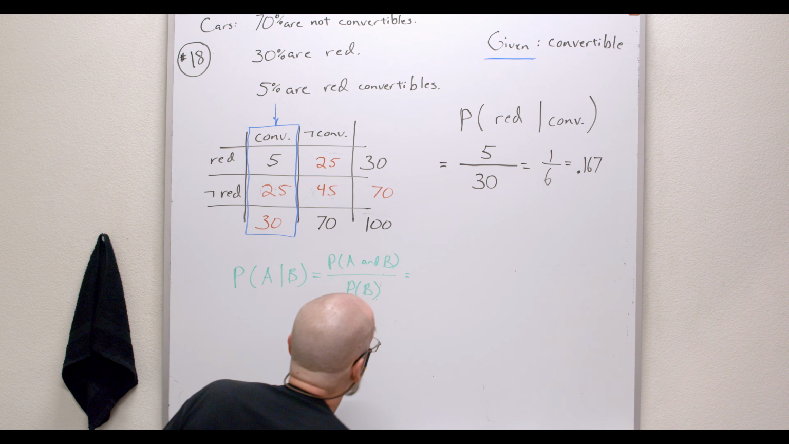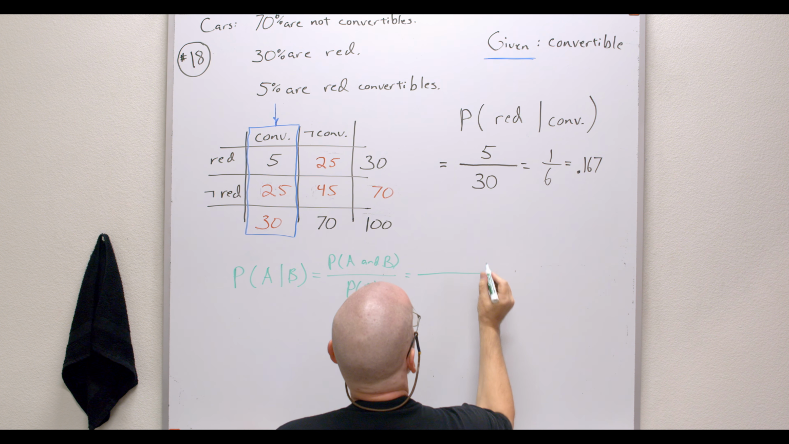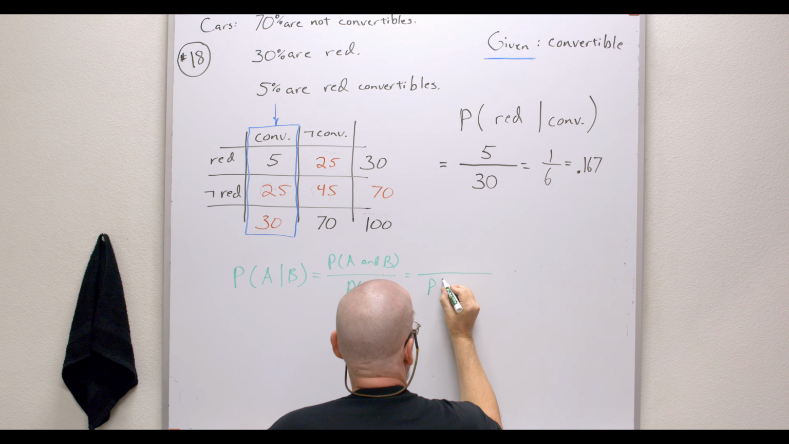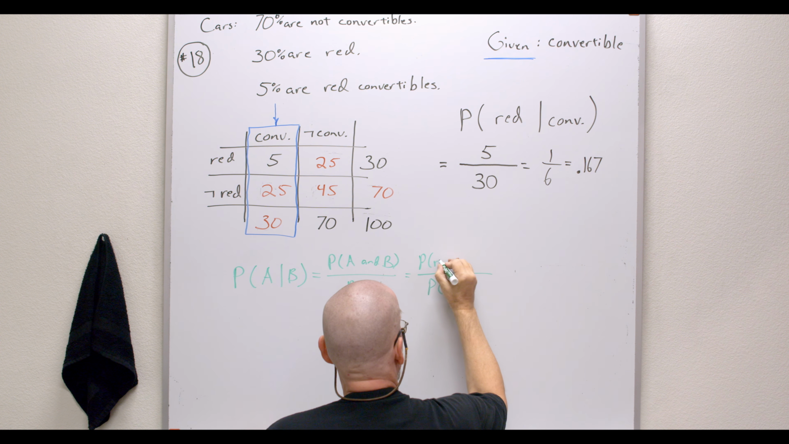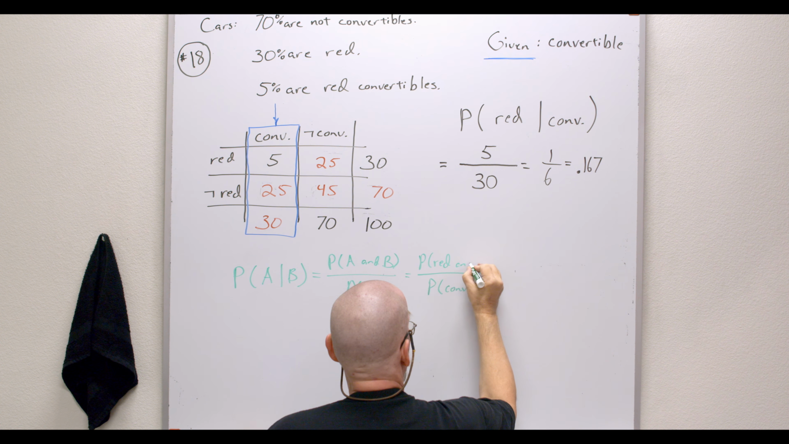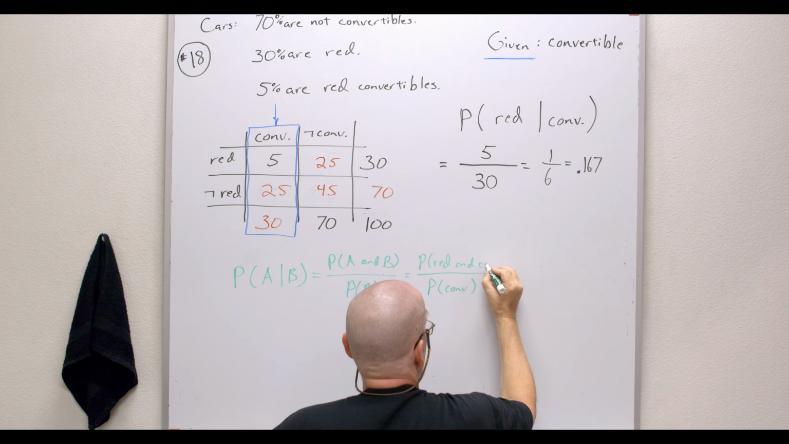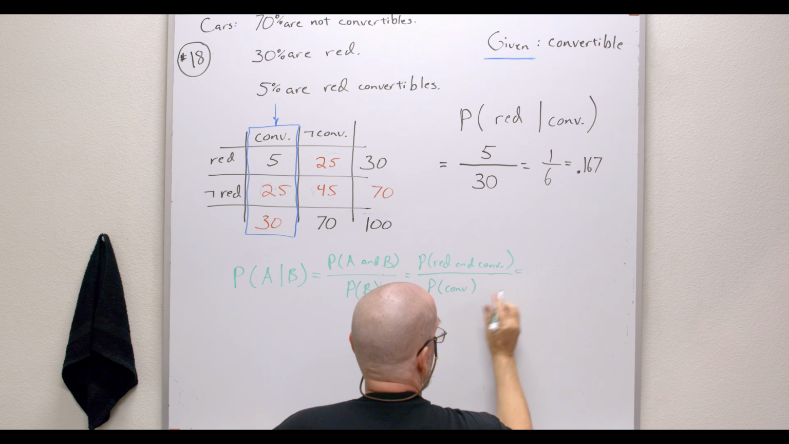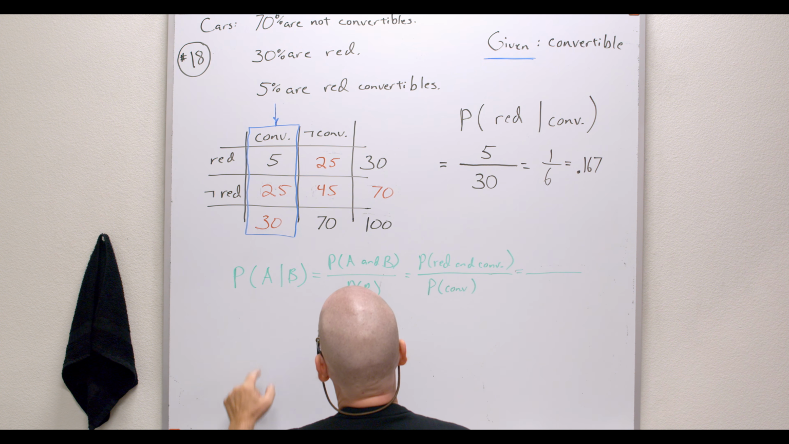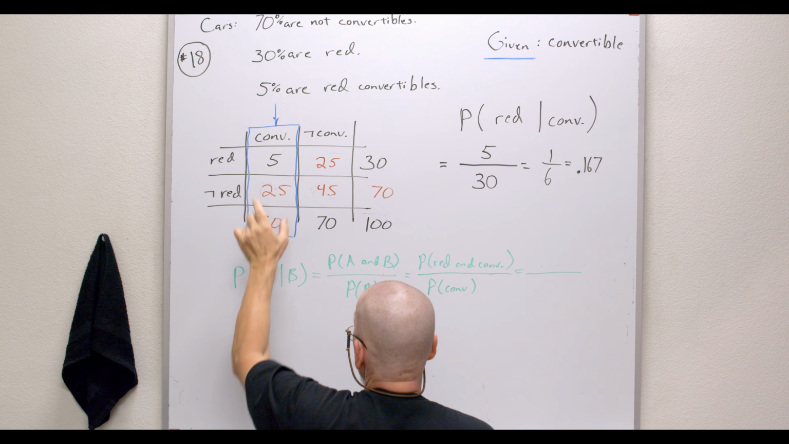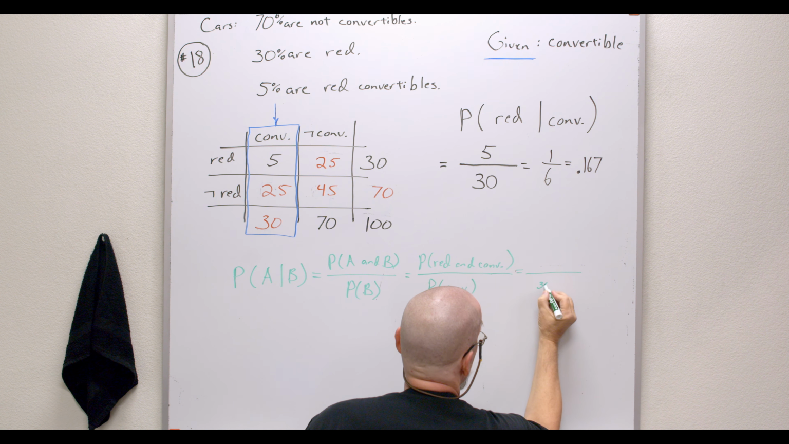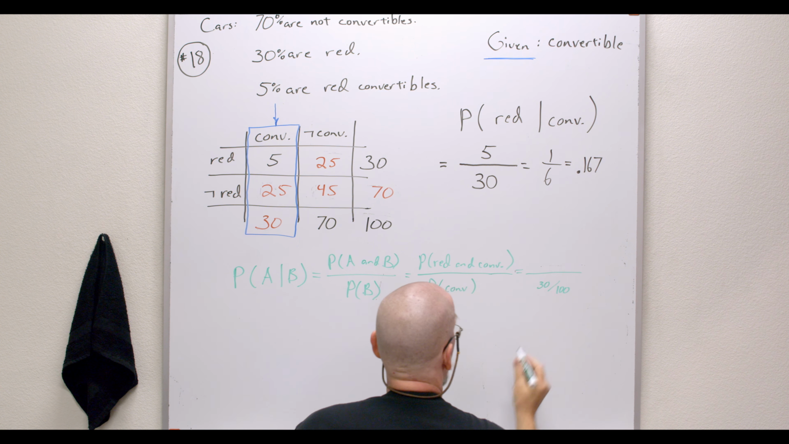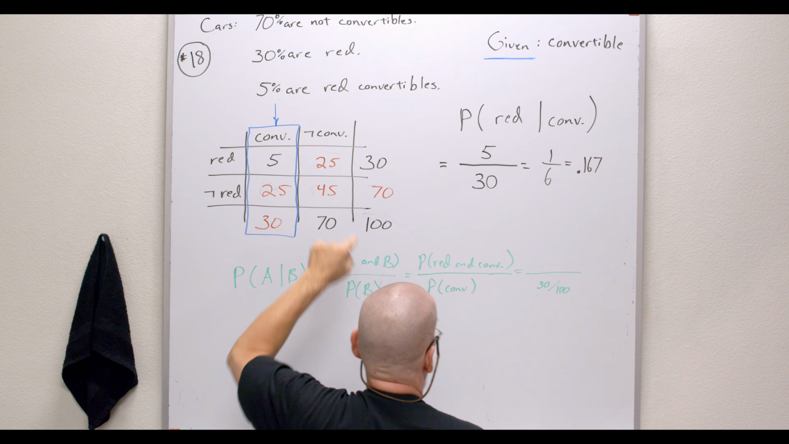For us, we would say fraction given convertible. On top would be red and convertible. It's already harder than just doing that, but if you want formulas, we have them. Bottom of the fraction, probability of a convertible. I'd be ignoring this blue thing and saying I'm choosing from 100, 30 of which are convertibles. On top, red and convertible would be the 5 out of 100.